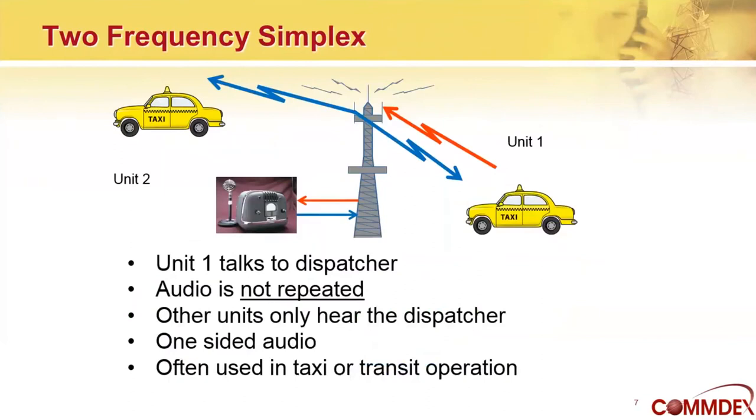There's another variation called two-frequency simplex. Here we have one frequency for outbound and one frequency for inbound. And we can do that in a dispatch operation like taxis or buses, where the units can talk to the dispatcher on one frequency and the dispatcher talks back on another frequency. This is not a repeater, but it's one-sided audio. So the taxis in this instance will only hear the dispatcher and not the other taxis. And that's the way they want it to be. And it works for them.